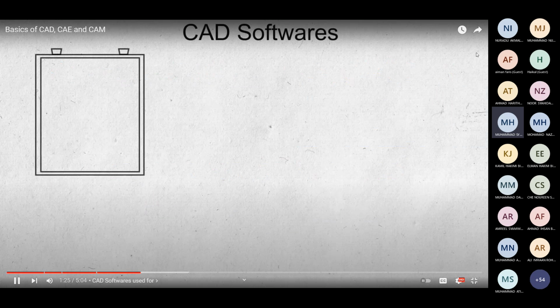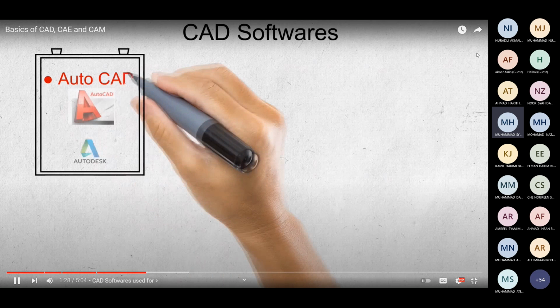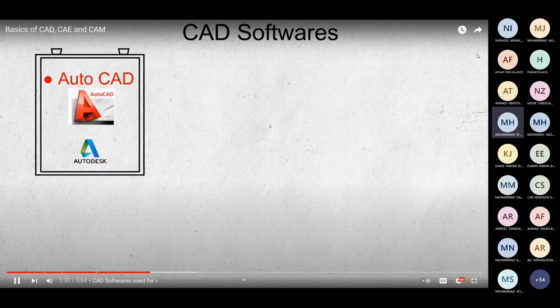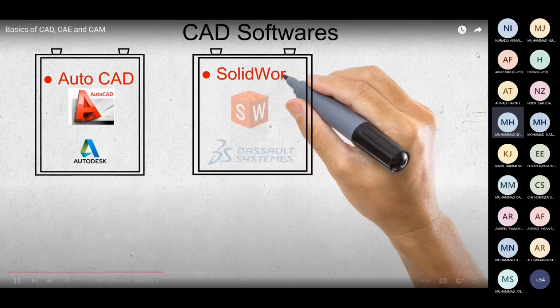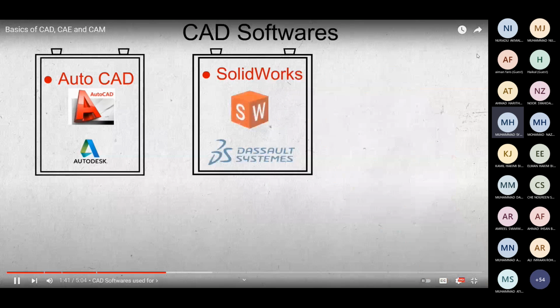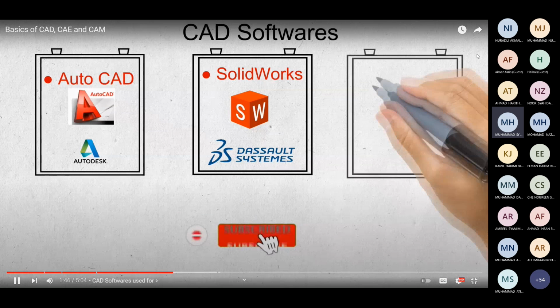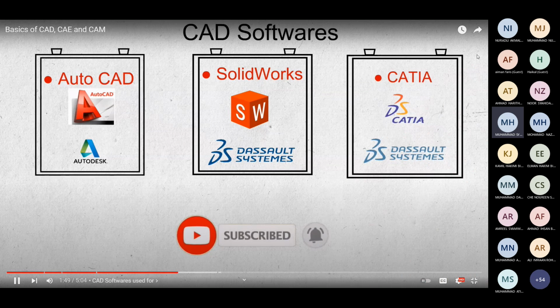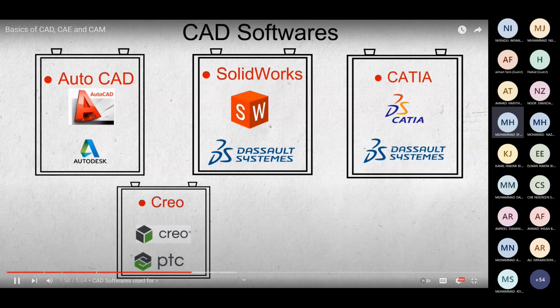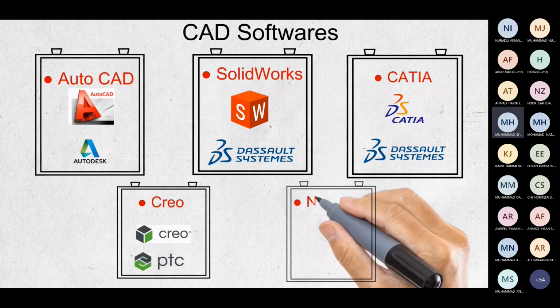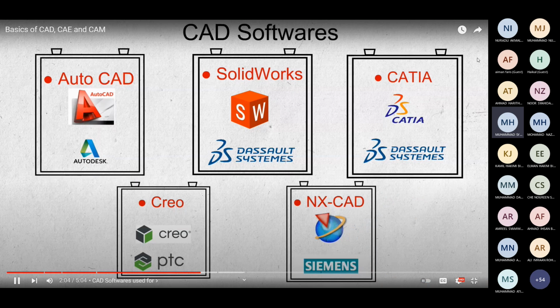Now see, what are the major CAD software available in the market? Basic software for both 2D and 3D in CAD is AutoCAD. It's developed by Autodesk. Next one is SolidWorks, developed by Dassault Systemes. The main thing in SolidWorks is that it is user-friendly and easy to learn. Next one is CATIA, developed by Dassault Systemes. It's mainly used for surface modeling. Another one is Creo, developed by PTC. It's a replacement of Pro E software. Final one is NX CAD. It's developed by Siemens.